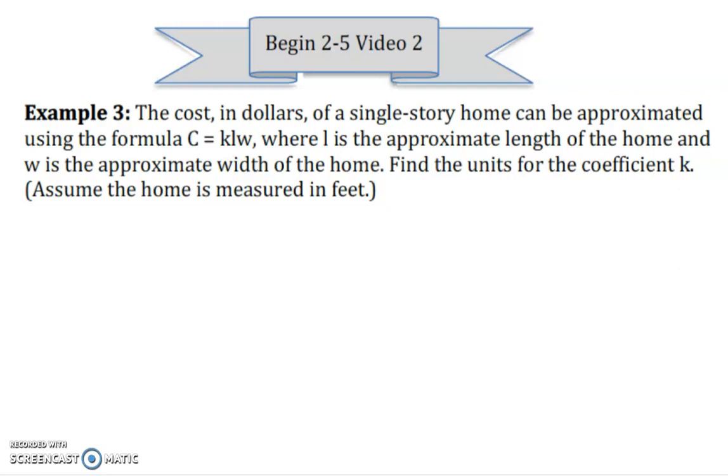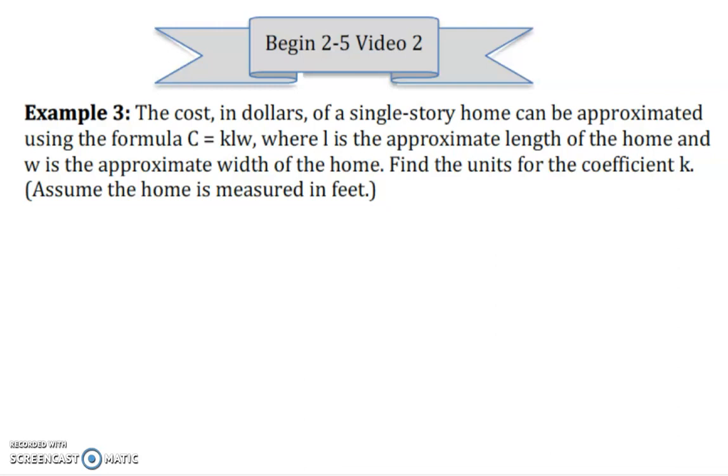As we read this example, it says the cost in dollars of a single-story home can be approximated using a formula. This formula is C is equal to K times L times W, or KLW. Now the L is the approximate length of the home and the W is the approximate width of the home. What they're asking us is to find the units for the coefficient K. And then it tells us to assume that the home is measured in feet.